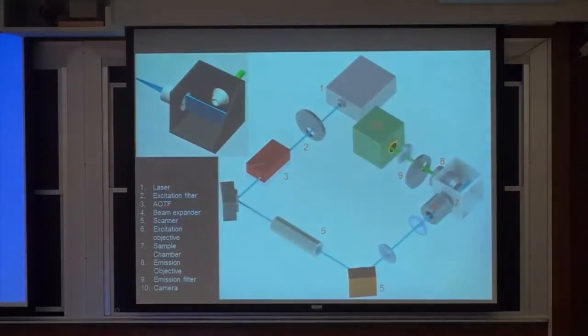So this is a microscope where we are using the laser. There is an AOTF where I can modulate the power and select the wavelength. Using the scanner and this objective combination, we can create a laser sheet in the focal plane of the collection objective, and the whole plane is imaged in this direction.